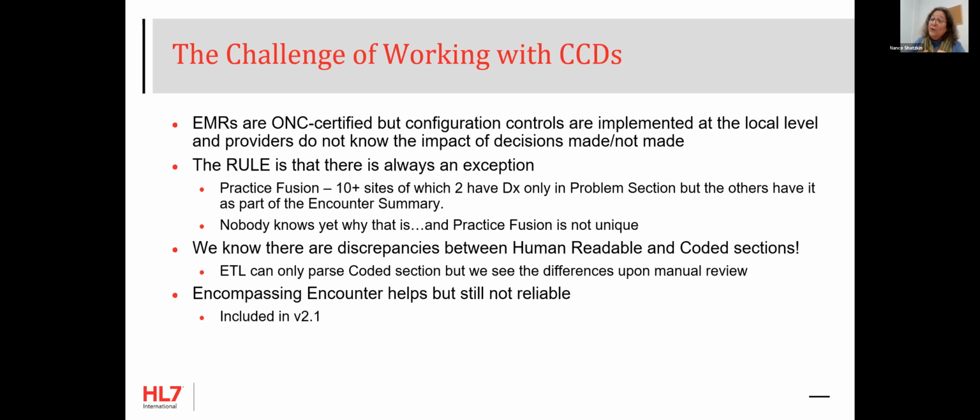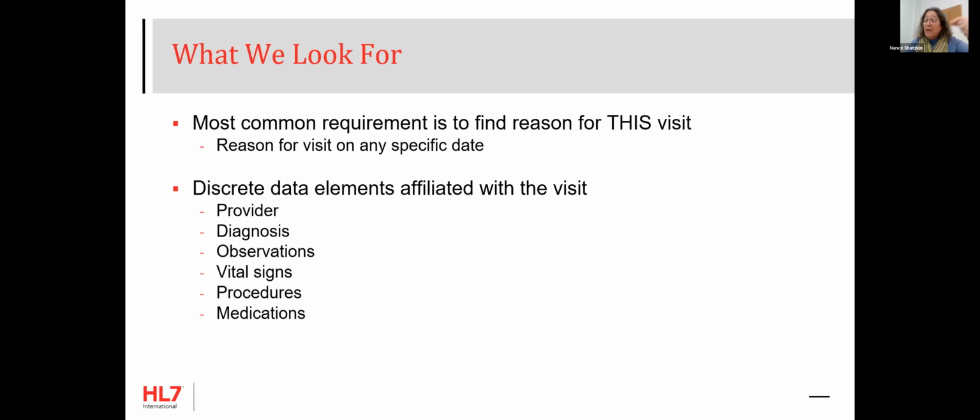But when my staff are doing data verification and they happen to see that the human readable has stuff in it that the coded didn't, or vice versa. Well, vice versa doesn't matter as much because I'm only getting what's in the coded section. So when there were things in the human readable that weren't included in the coded, my community lost. We still find problems with the encompassing encounter. This is only in v2.1, so not everybody is up to that standard yet. It helps a little bit, so there's some movement in the right direction.